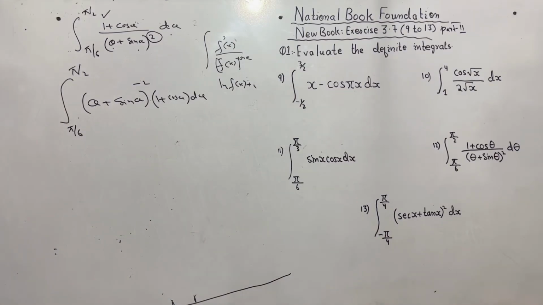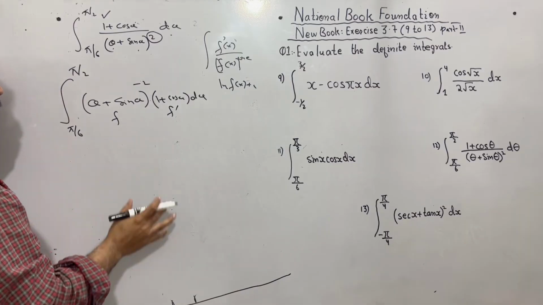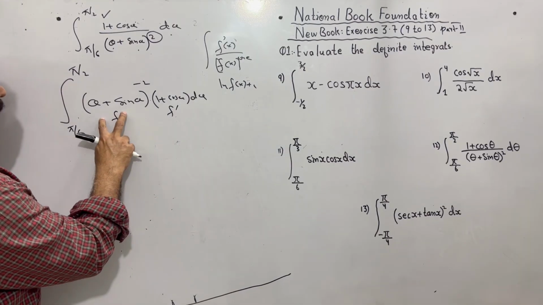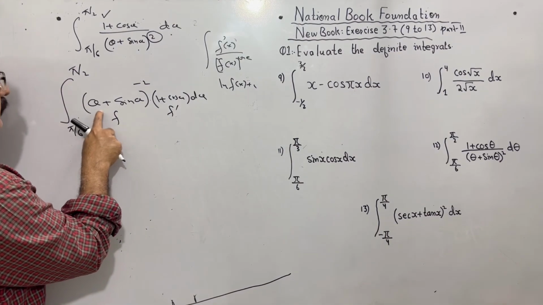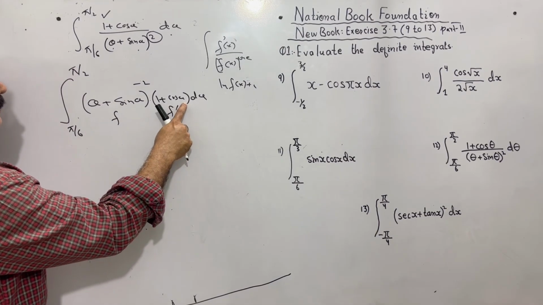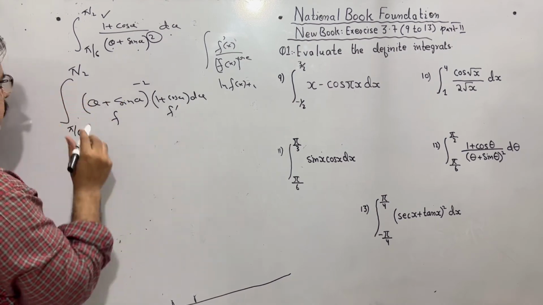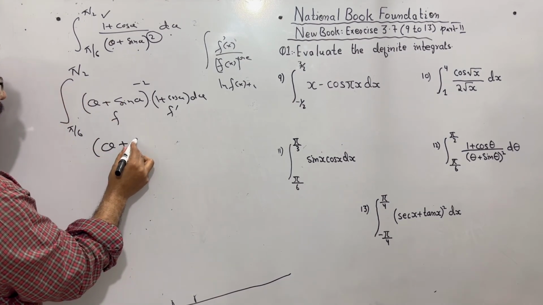Try to hunt this question. This is our function, this is our derivative. Without taking any assumption, it's our function, it's our derivative. How? Differentiation of theta is 1. Differentiation of sine is cos. Function derivative. Just add 1 to the power of the function. That's our integration in that case.